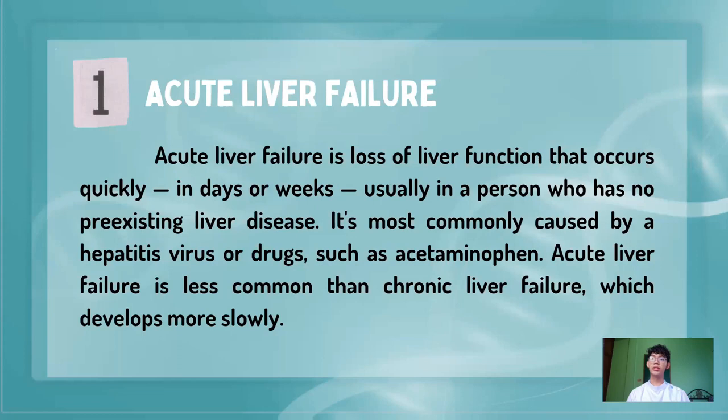Acute liver failure. Acute liver failure, also known as fulminant hepatic failure, can cause serious complications, including bleeding and increased pressure in the brain. It's a medical emergency that requires hospitalization. Depending on the cause, acute liver failure can sometimes be reversed with treatment. In many situations, though, a liver transplant may be the only cure.